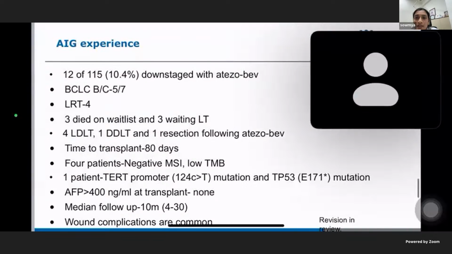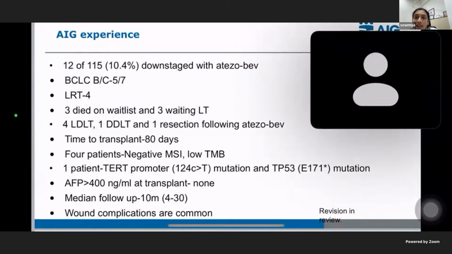Coming to our AIG experience, 12 out of 115 patients who received immunotherapy were downstaged.